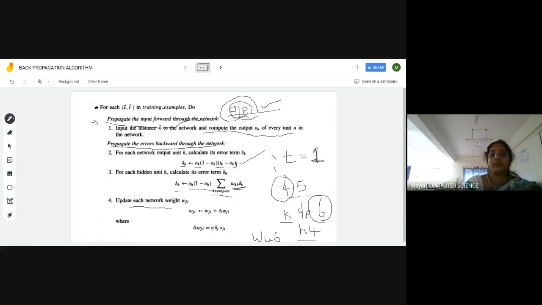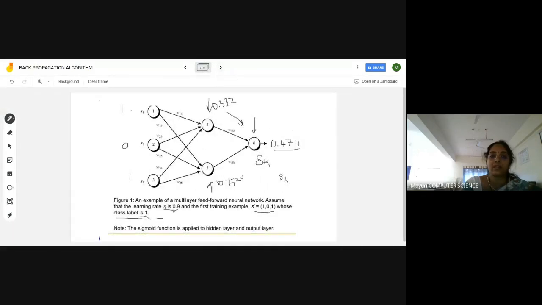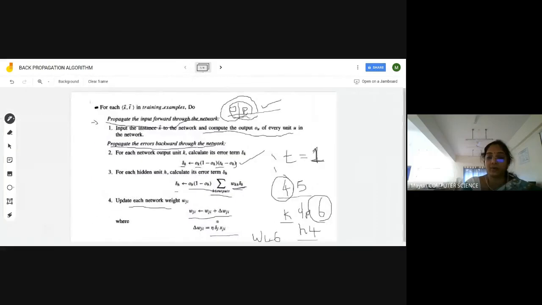Fine. Now we know the del K, del H values, we can easily calculate the updated weights. The updated weight is nothing but the same weight plus the change in weight. How do you calculate that little change in weight? The learning rate is given initially in the question. Learning rate is 0.9, constant for the entire problem.